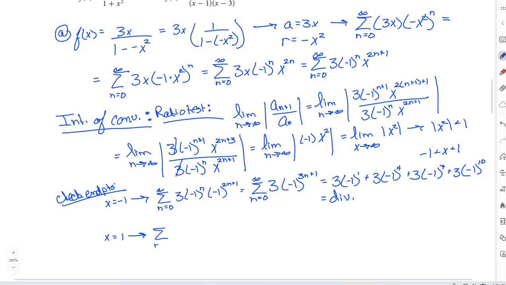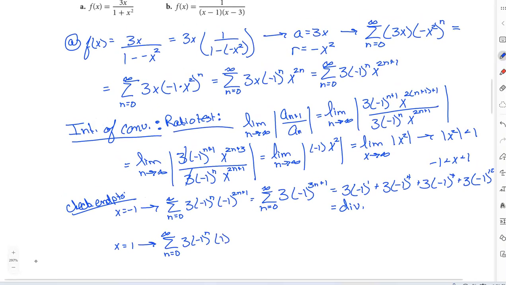And if we look at what happens at 1, we plug 1 in for x, and have 3 times the negative 1 to the n. And I'm plugging the 1 in for this x here. So this is going to be 1 to the 2n plus 1. Well, 1 to any power is just going to be 1. So this is really just 3 times the negative 1 to the n. And again, that's going to be oscillating. It's going to be 3 times negative 1 to the 0 plus 3 times negative 1 to the first. So I'm still bouncing back and forth, which means the sum is diverging.